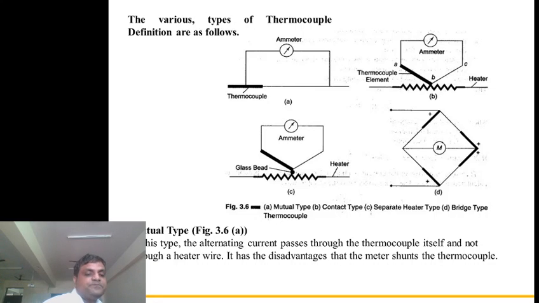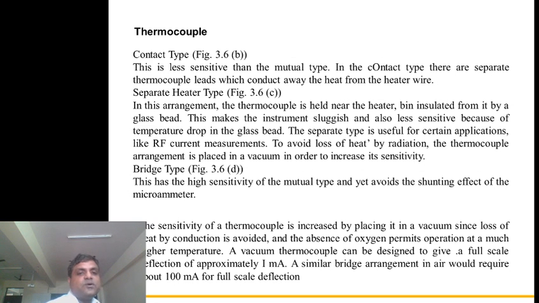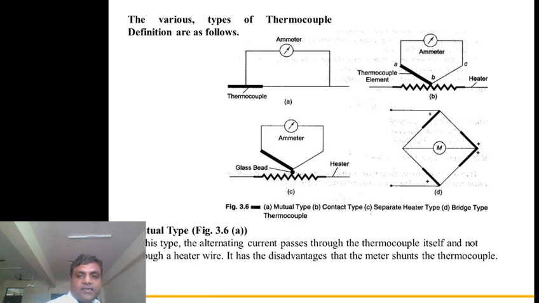So that is basically a disadvantage, since the thermocouple is directly connected in shunt with the ammeter. Then there is a second type, see this diagram 3.6b, called the contact type thermocouple. The contact type thermocouple is less sensitive than the mutual type. In the contact type, there are separate thermocouple leads and a heater, so its sensitivity is less in comparison to the mutual type.